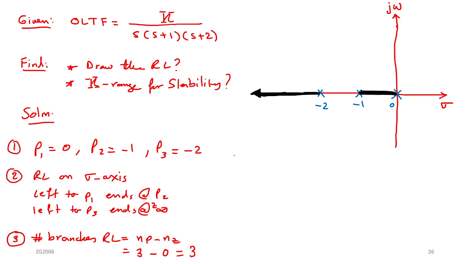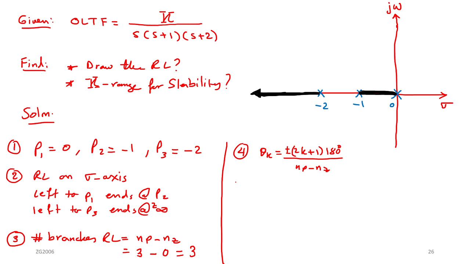We need what? The next step, we need to draw the asymptotes. So for the asymptotes, you need two things. You need the angle for the asymptote, and you need the center of gravity of the asymptote. The angle, there is a rule, we talked about it. It's going to be plus or minus 2 small k, this is an integer, not the controller, plus 1 times 180 degrees divided by the number of poles minus the number of zeros.